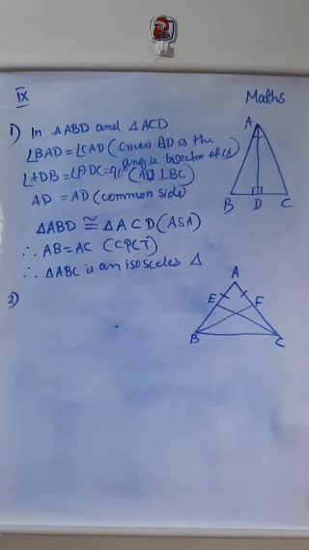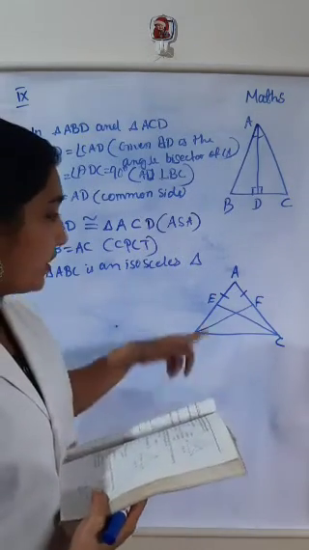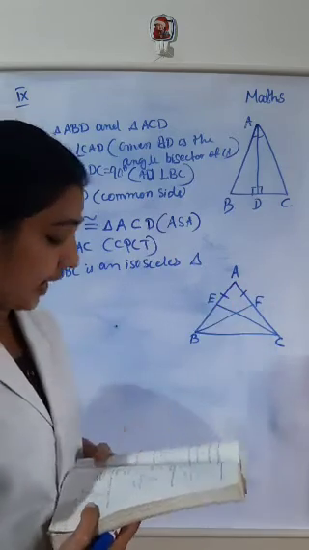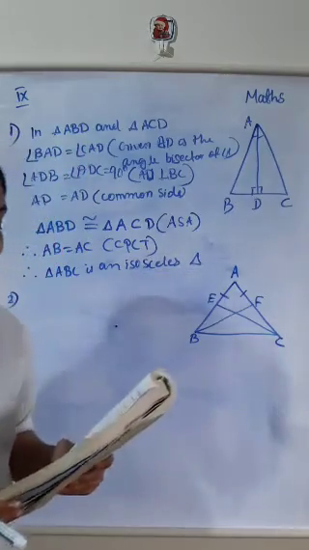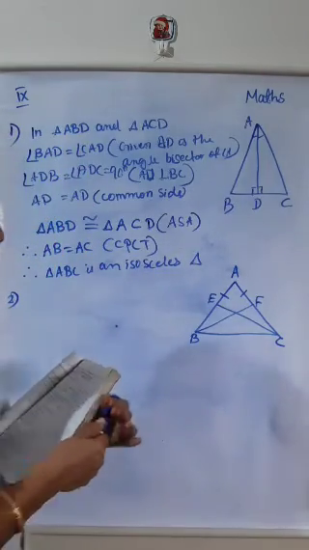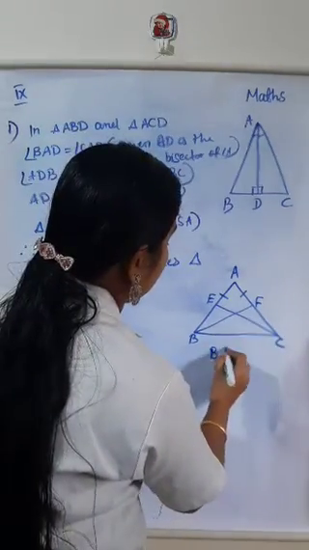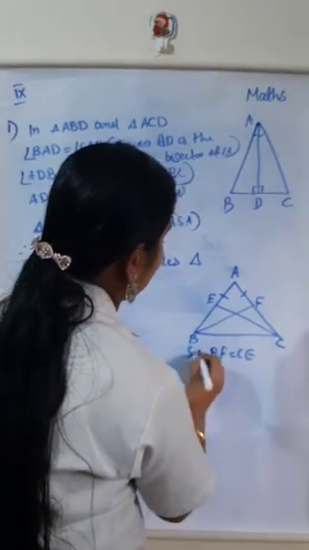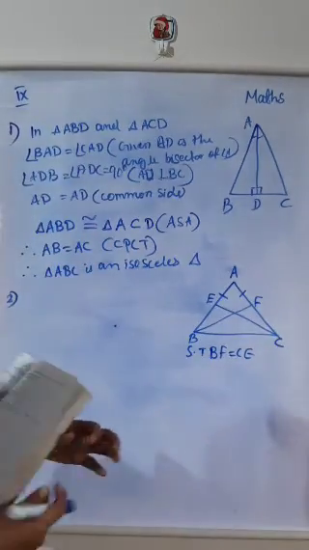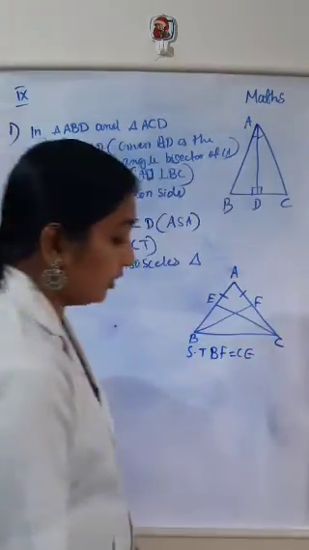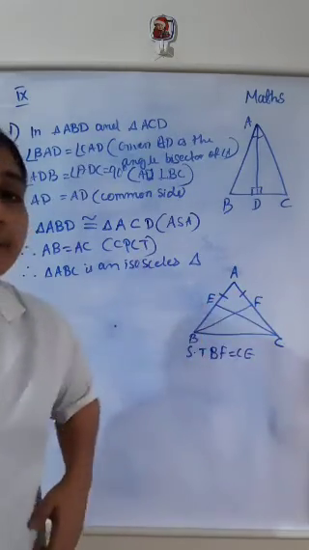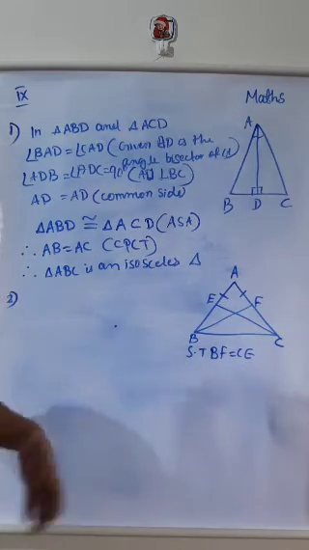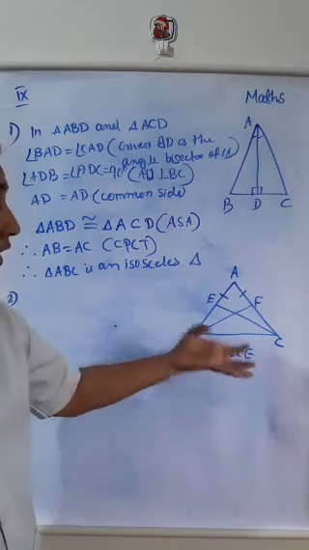Next question. E and F are respectively the midpoints of sides AB and AC of equal sides AB and AC of triangle ABC. Show that BF is equal to CE. Given that a triangle has equal sides AB and AC, and E and F are the midpoints of AB and AC, we need to prove that BF is equal to CE.